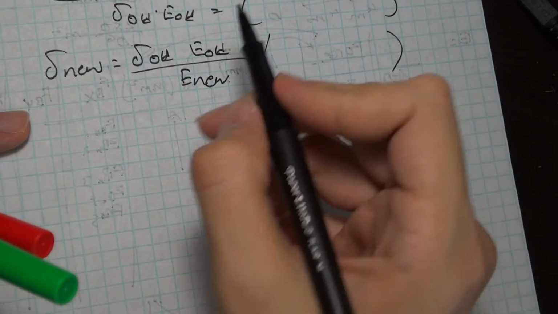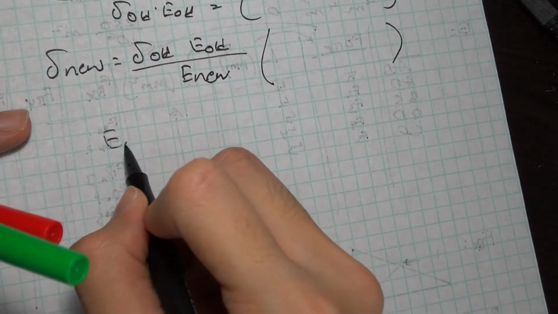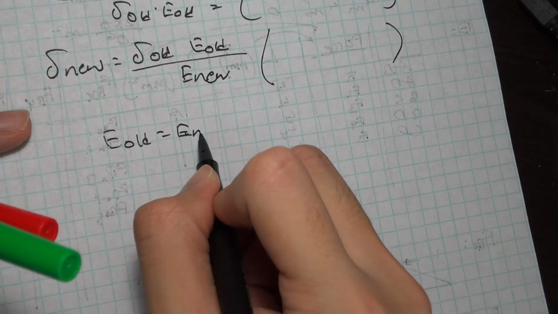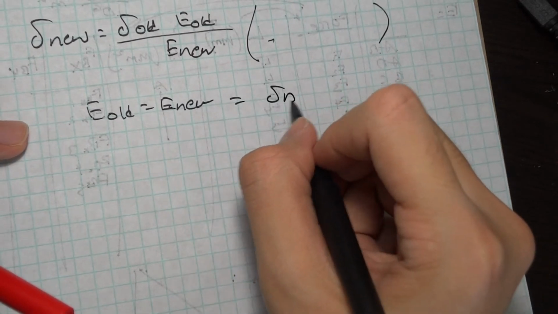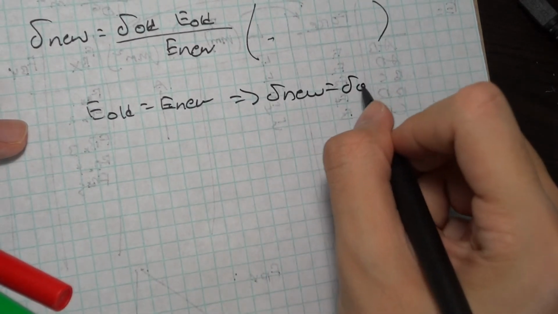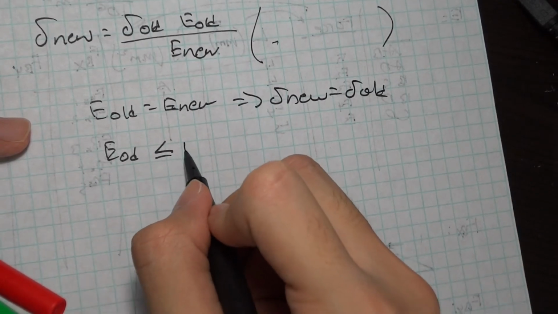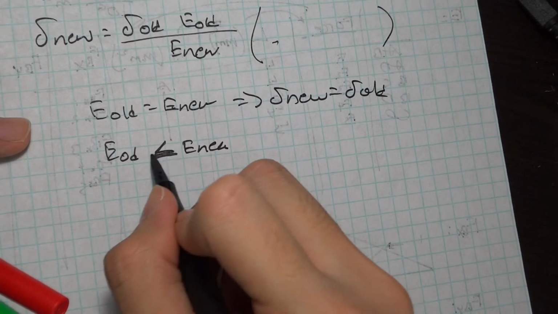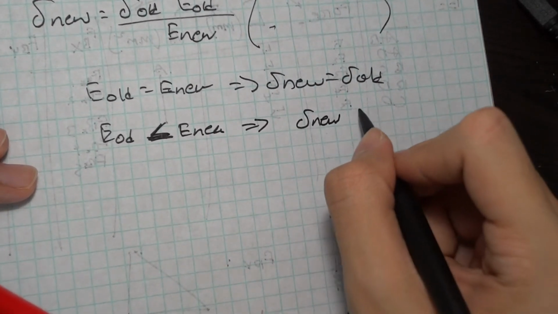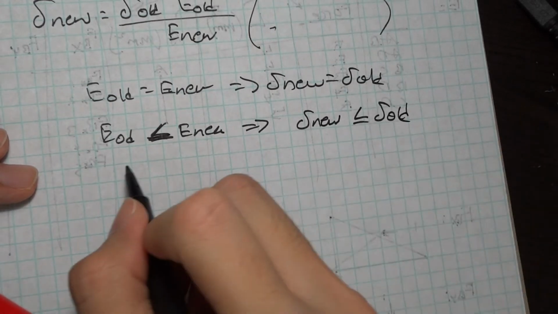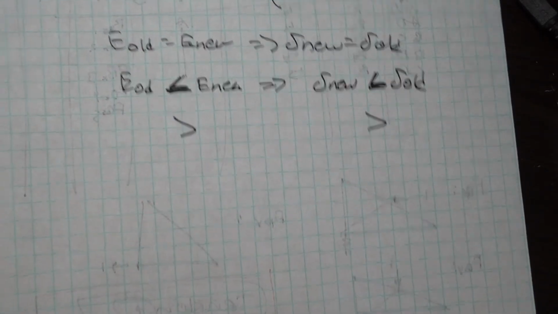And I think this should make sense. So what does this mean? If our E old and our E new are the same, which would be pointless because you're not changing anything, then our delta new equals our delta old, right? If our E old is less than our E new, then our delta new is going to be less than our delta old. Likewise, if it's greater, it's going to be greater. So you can see that these values make sense.